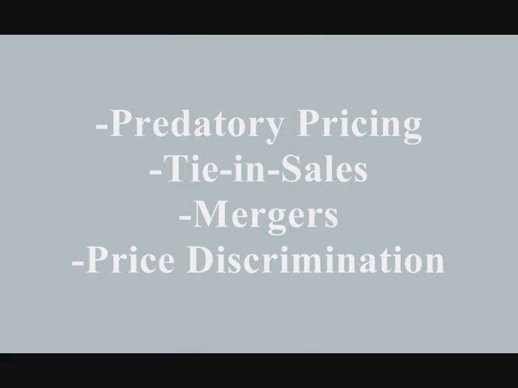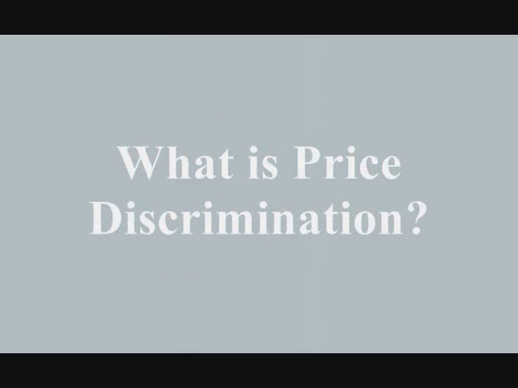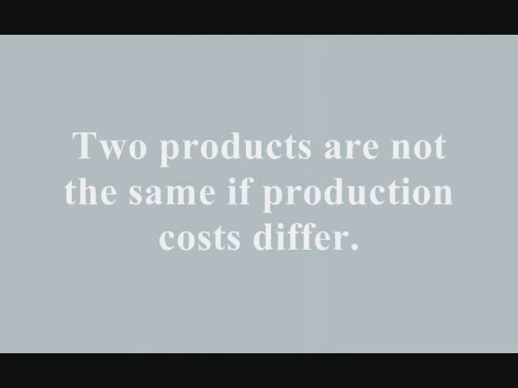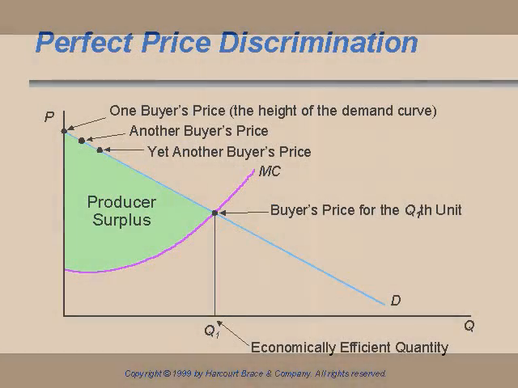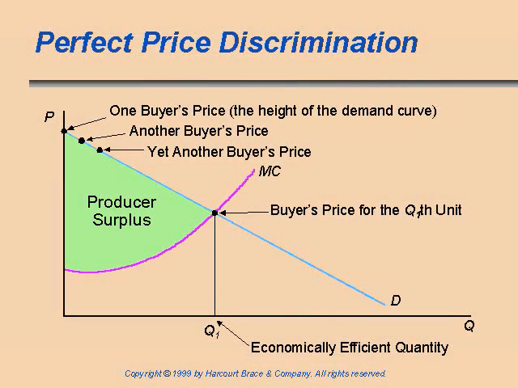Tie-in sales are when a seller offers to sell products only to people who also buy other products. Mergers are two firms joining together to form one firm. And price discrimination. What is price discrimination? Price discrimination means charging different prices to different buyers for the same good. For example, two products are not the same if production costs differ.